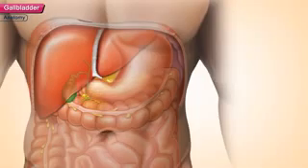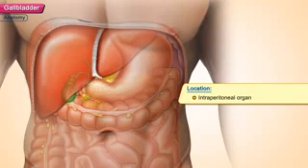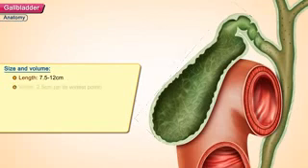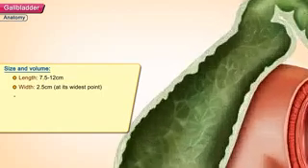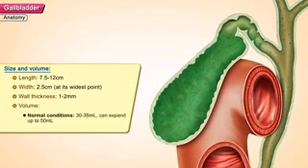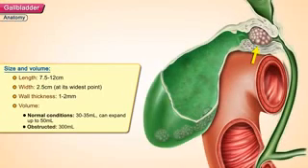Anatomy. Location. The gallbladder is an intraperitoneal organ. Size and volume. Its length is 7.5 to 12 centimeters. It is 2.5 centimeters wide at its widest point. The wall thickness is 1 to 2 millimeters. Volume is 30 to 35 ml under normal conditions, but can expand up to 50 ml. Although if obstructed, it can distend to accommodate up to 300 ml.